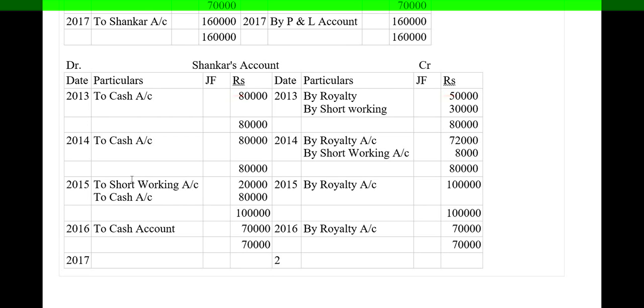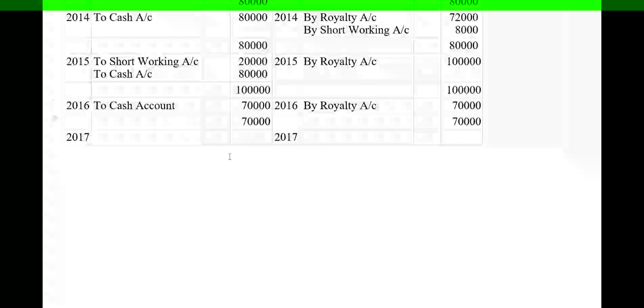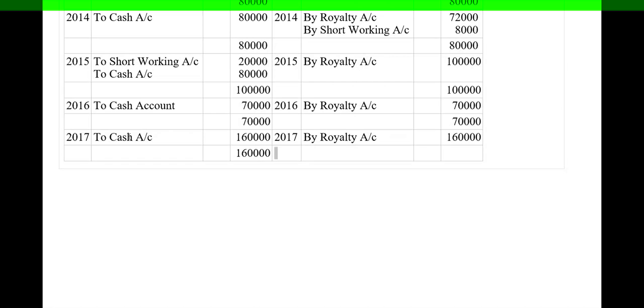So let us go to the chart here first. Here 1,60,000 is the royalty payable. So when the royalty is payable, then it will be royalty account debit to Shankar's account. So Shankar's account is credited by royalty account rupees 1,60,000. When this is paid at the end of the year, then it will be Shankar's account debit to cash account, 1,60,000. Now let us take the total here, 1,60,000.